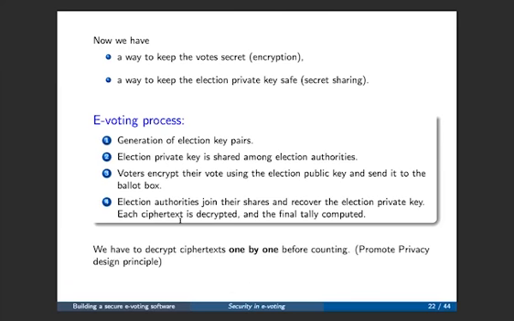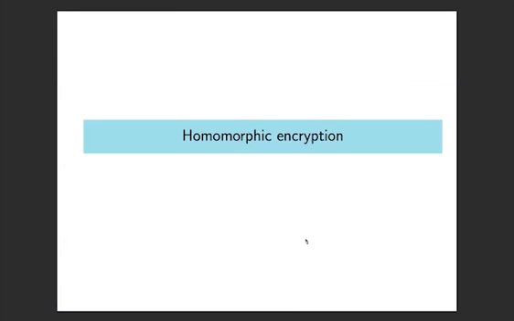Are we done? Well, now we are going to see that there are a few steps that need to be improved. For instance, as you can see here in these steps, we have to decrypt ciphertext one by one before counting. And of course, that is not good in terms of privacy, because then that means that we may get information about who's the one voting for that candidate. How can we solve that? Again, this is a concept which was mentioned in the previous talk, homomorphic encryption.